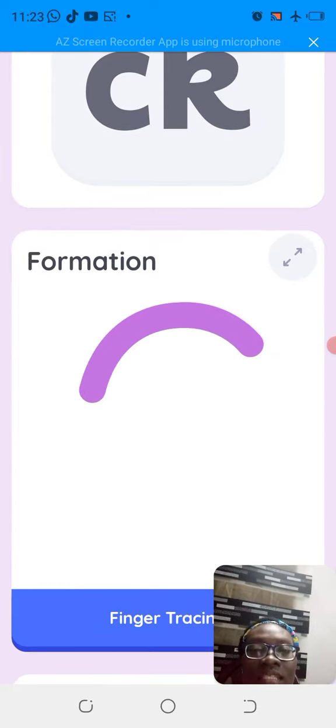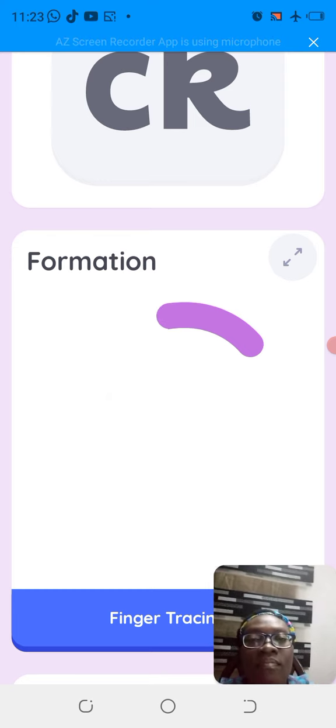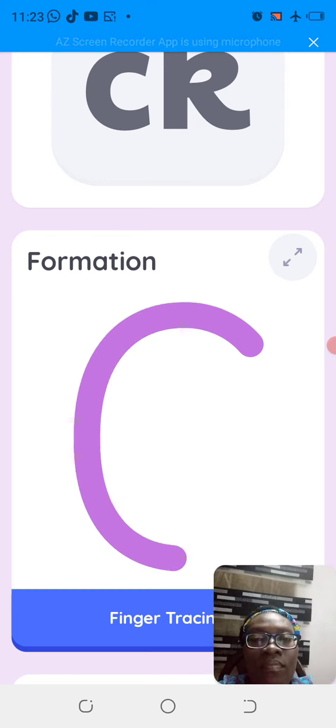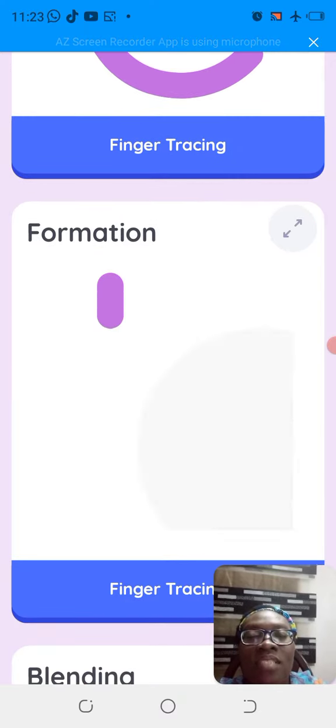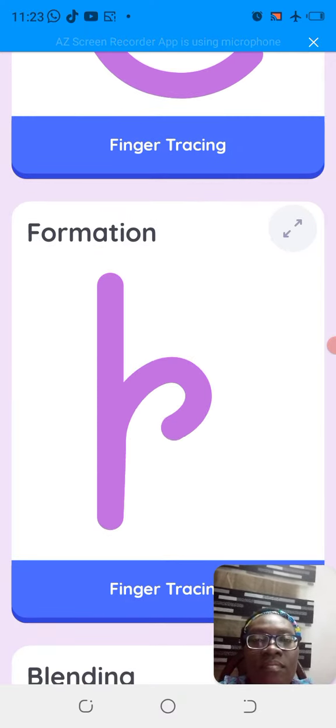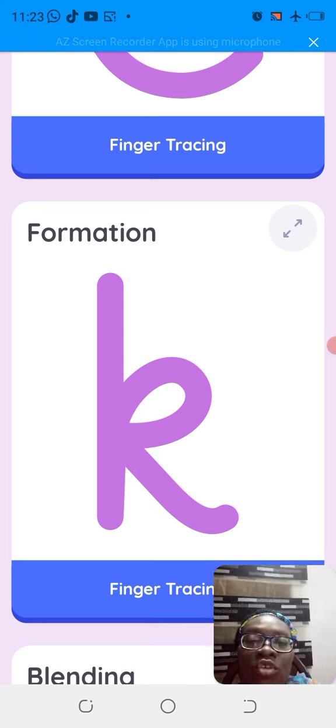Let's quickly look at how letter C is formed. And then, how do we form letter K? Okay, if you don't like this kind of formation, you can use the regular letter K formation.